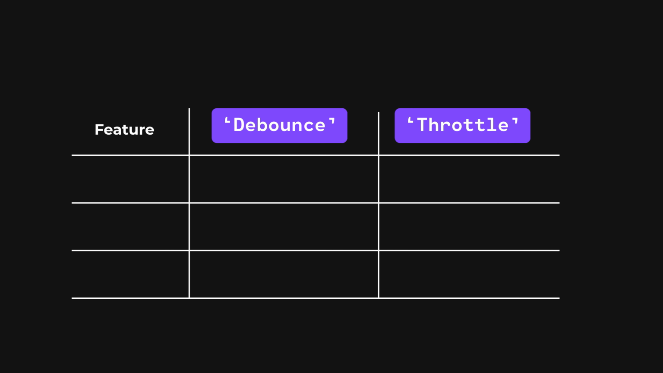Now that we understand the two concepts, let's compare them side by side. First, when does the function run? In debounce, the function runs only after the user stops the action for a specific delay, but in throttle, the function runs at fixed intervals, no matter how many times the event happens.